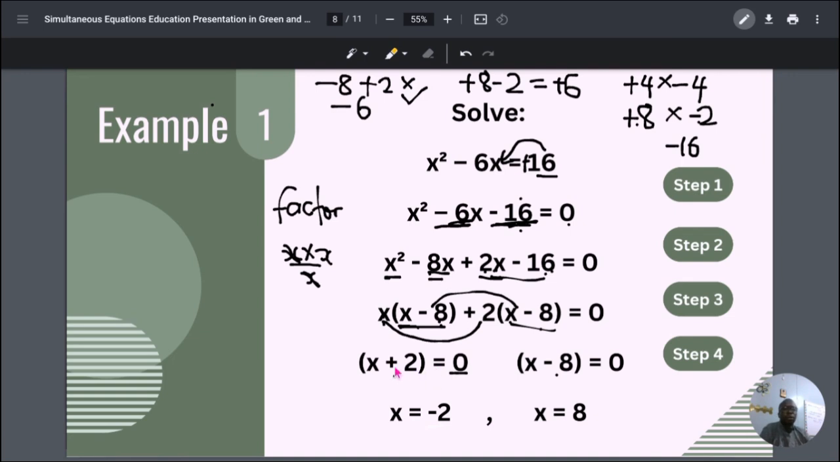Okay, so this would obviously go to the other side. Is a plus here. When it goes to the other side, it becomes a minus. That's why we have x equals minus 2 at this side.